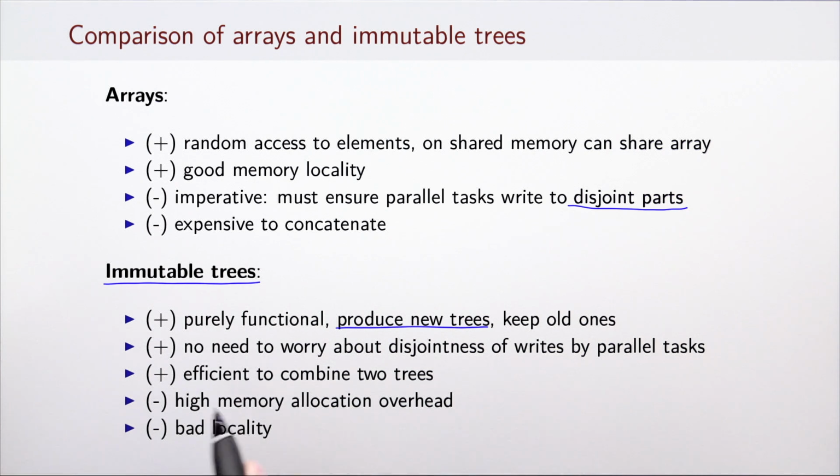Next, it is easy to combine two trees because all we need to do is create a new node that has the two other trees as subtrees. Even if we need to ensure balancing, this can be done reasonably efficiently. Among the negative aspects of immutable trees are high memory allocation overhead and also bad locality, because different parts of the tree may be stored in principle in completely different parts of memory.